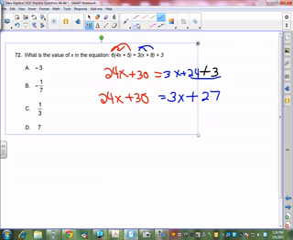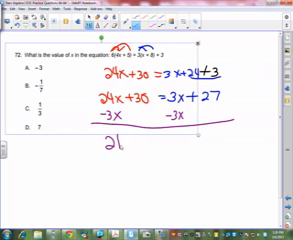We know when we solve equations, we want to get all of our variables on one side, the numbers on the other. So I'm going to move my variables to this left-hand side here. So I'm going to subtract 3x from both sides. And that gives me 21x. Bring down the plus 30 equal to, those canceled. Bring down the 27.